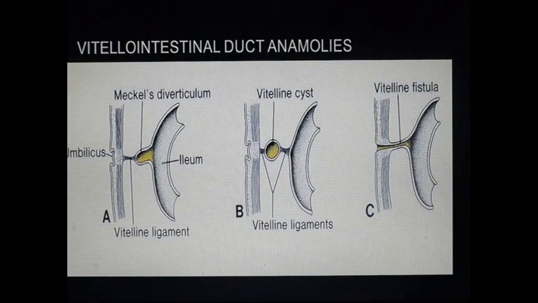The second condition here is the vitelline cyst, where the proximal and the distal parts are closed. In between, a cyst is formed, which is a fluid filled structure. Vitelline cyst is also called enterocystoma. And if the vitelline duct is patent on both sides, that is opening into the midgut and externally out through the umbilicus, it is called vitelline fistula.